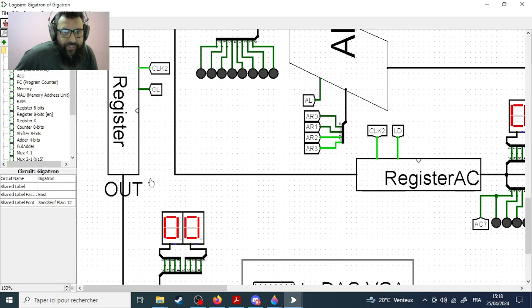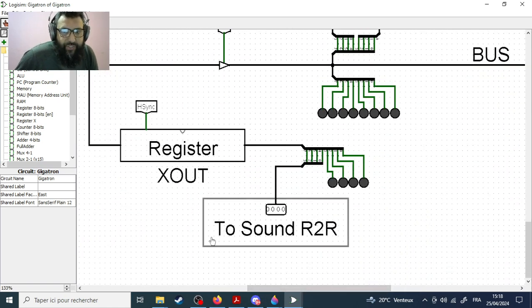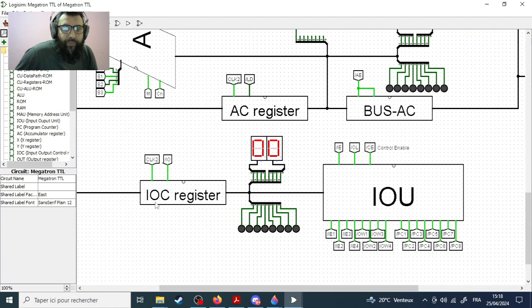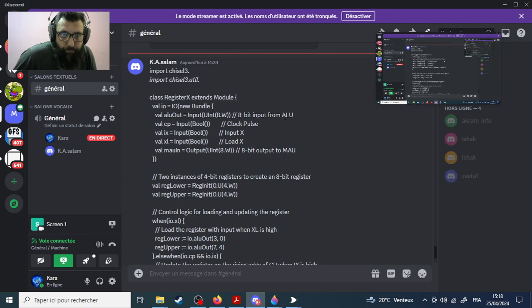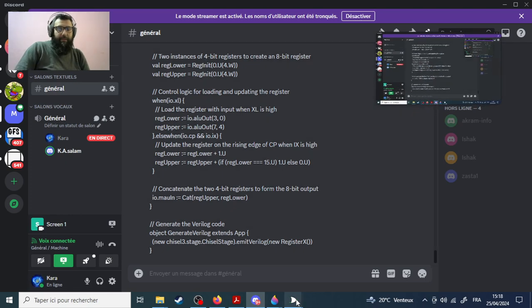And of course, the other parts. This one is a register for the output. It's very simple. One register for the output. And a second register, the input output control register, and the input output unit. In total, you will need 5 components: 2 shifters, 2 registers, and 1 unit. So 5 elements.